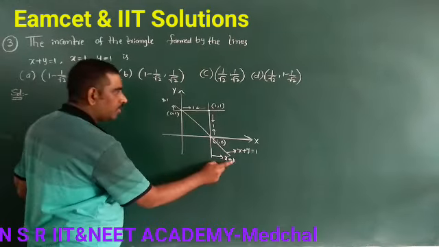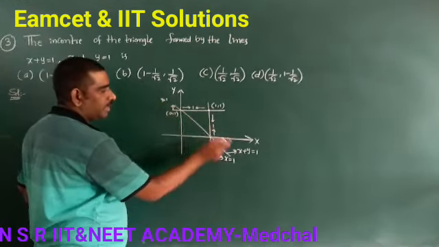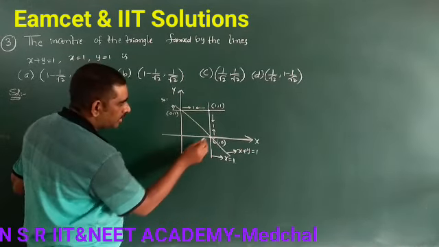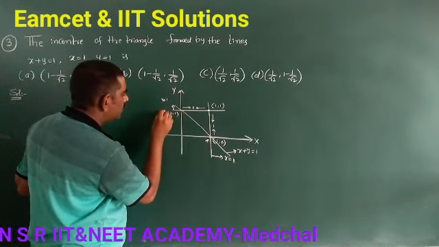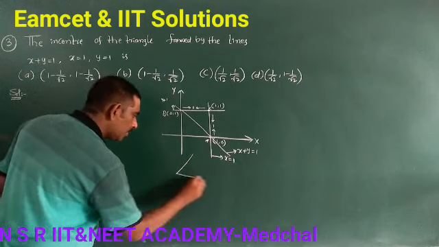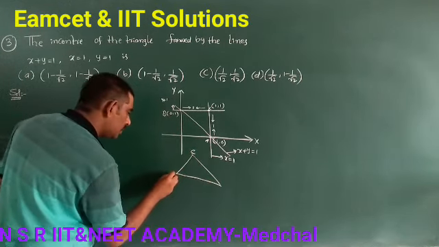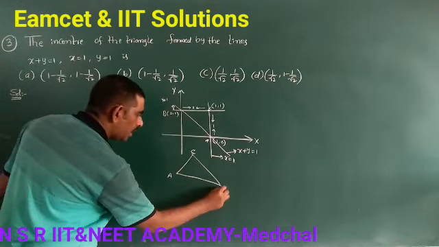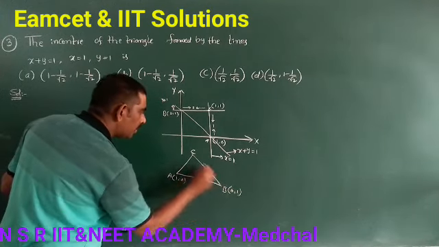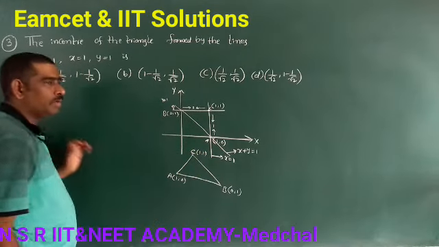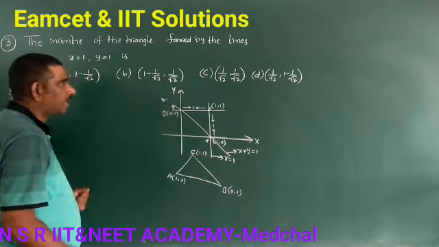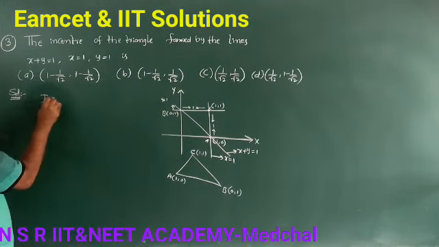So the lines x equal to 1, y equal to 1 and x plus y equal to 1, these 3 lines form one triangle here. This one is A, this one is B and this one is C, (1, 1). So we have a triangle CAB with vertices (1, 0), (0, 1) and (1, 1). Now we have the vertices of the triangle, and we have to find the incenter.